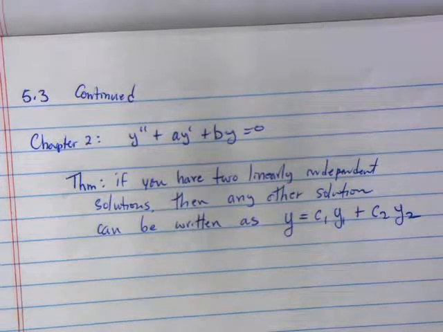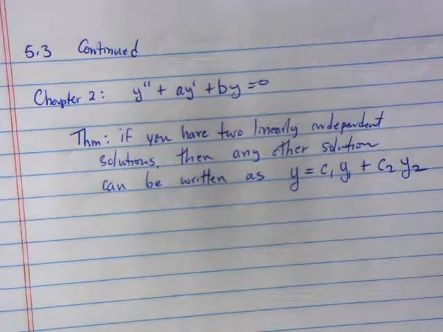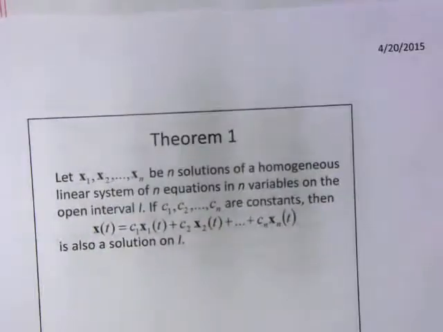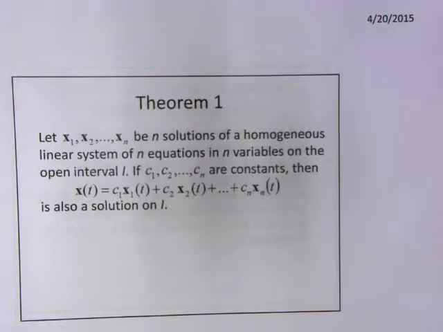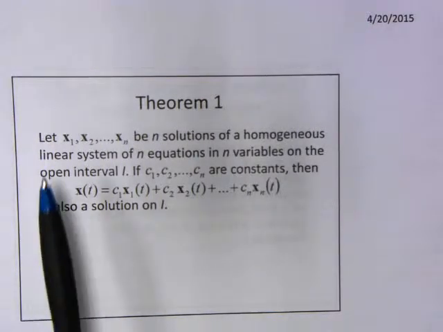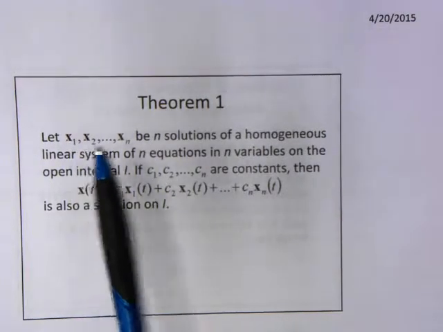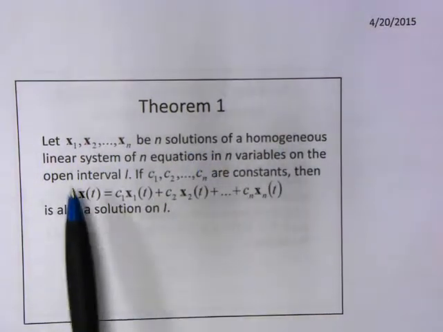In order to solve a second order homogeneous equation, you needed to come up with 2 linearly independent solutions. And once you had the 2 solutions, you really had them all. What we have in chapter 5 is all the same theorems. The difference is, in chapter 5, we have let x1, x2, xn be n solutions of a homogeneous linear system.